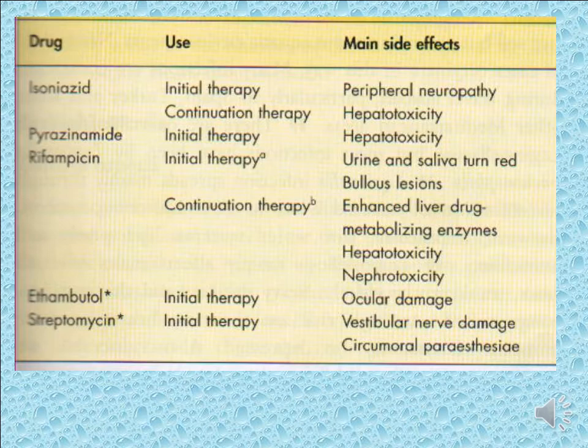Rifampicin is used in initial therapy and continuation therapy. The main side effects are that urine and saliva turn red, enhanced liver drug-metabolizing enzymes, hepatotoxicity, and nephrotoxicity. Ethambutol is used in initial therapy and the main side effect is ocular damage. Streptomycin is used in initial therapy and the main side effect is vestibular nerve damage and circumoral paresthesia.